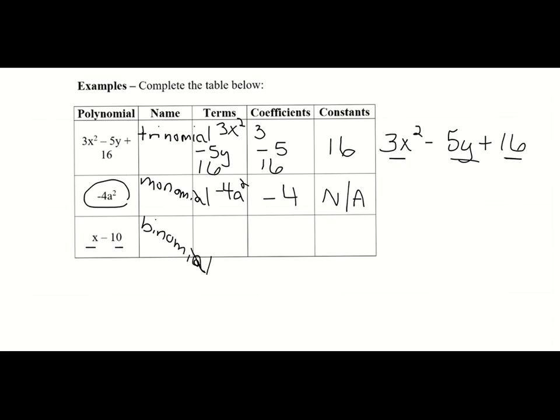Sorry, my A's are a little crazy today. The terms would be x and then negative 10. Now, the coefficients. In front of that variable, that x, there is a number. If we don't see it, there's always a number there. Remember, it's a product, so 1 times x is the same as x. So our coefficients here are 1 and negative 10, and then my constant is negative 10 because that is the one without a variable.